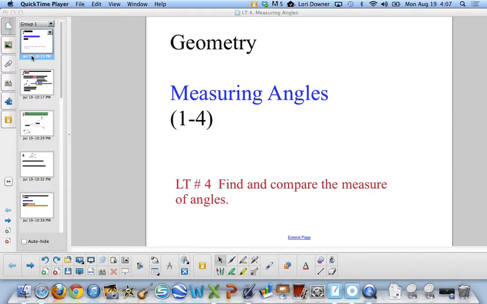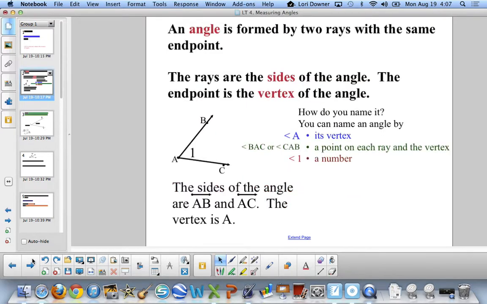This movie is on Learning Target number 4 in Unit 1, Geometry Measuring Angles. It's found in Section 1-4. Learning Target 4 says find and compare the measure of angles. So that's what we're going to do, find and compare the measure of angles.